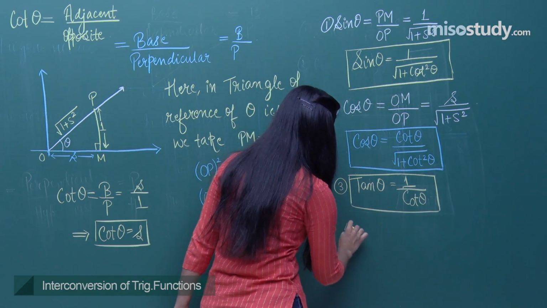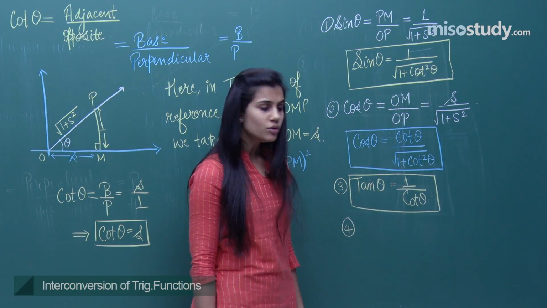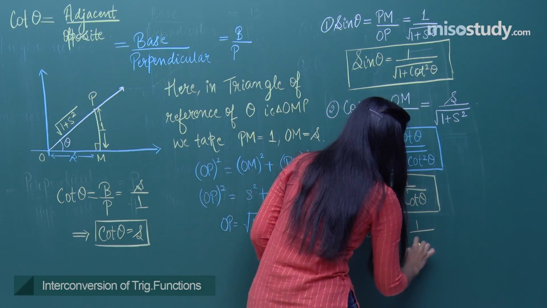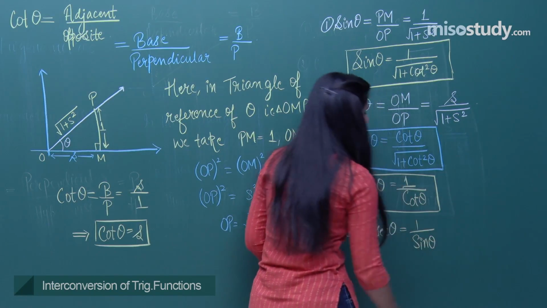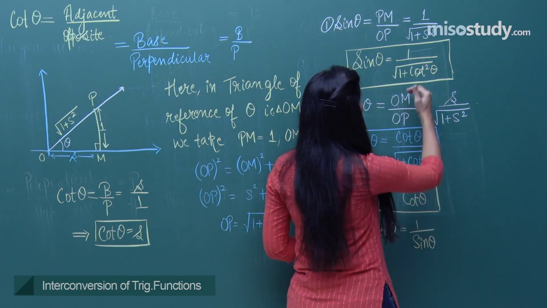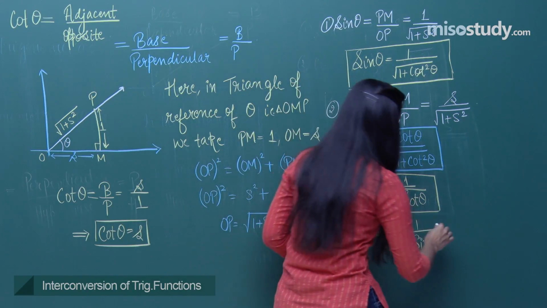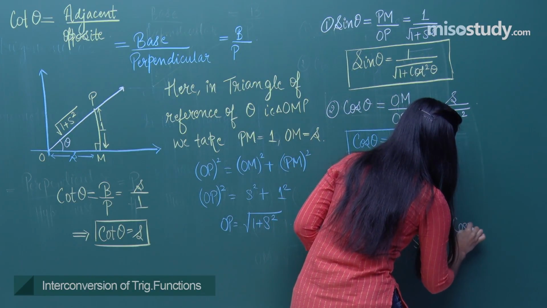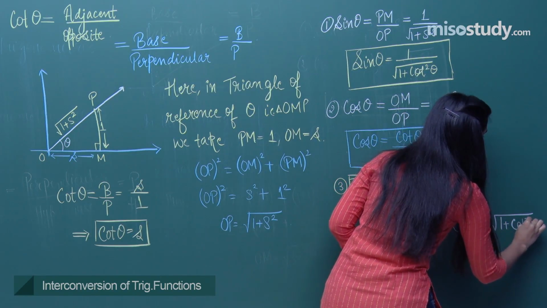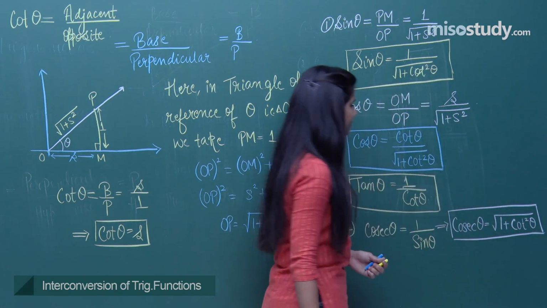Whereas if I move to expressing cosec theta in terms of cot, what will I have to do? Well, cosec theta is 1 upon sine theta, the reciprocal of sine. But 1 upon sine will make it under root 1 plus cot square theta upon 1, thereby giving you that cosec theta is under root 1 plus cot square theta.